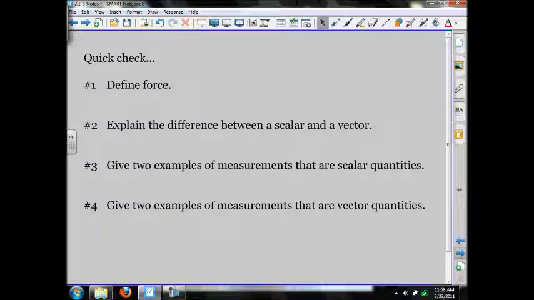All right, so we just talked through these. I don't want to take the time to go over them all. Defining force: a push or a pull. Difference between a scalar and a vector: scalar, magnitude only; vector, also direction. We just talked through several examples of each. Speed, time, and mass are all scalars. Velocity, acceleration, and force would all be vectors.